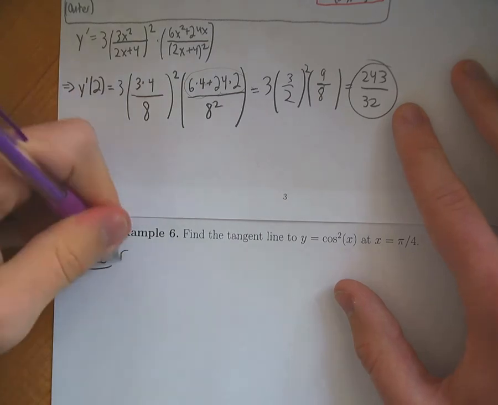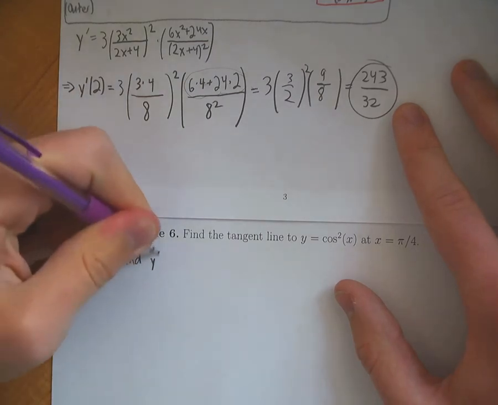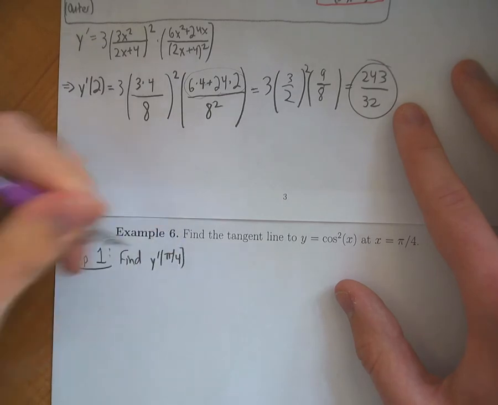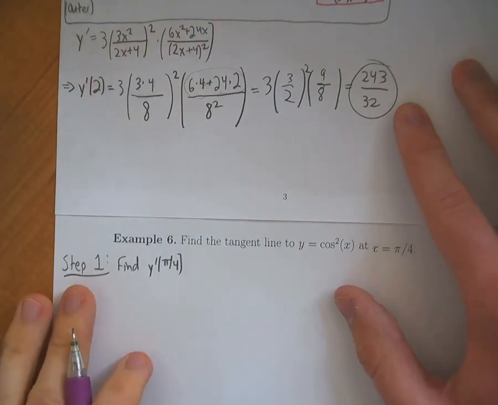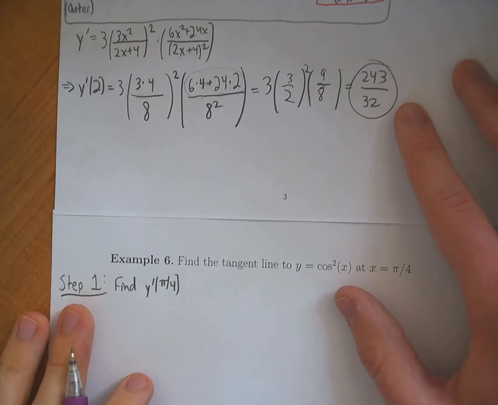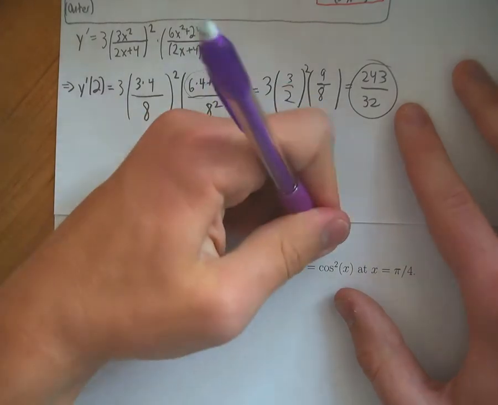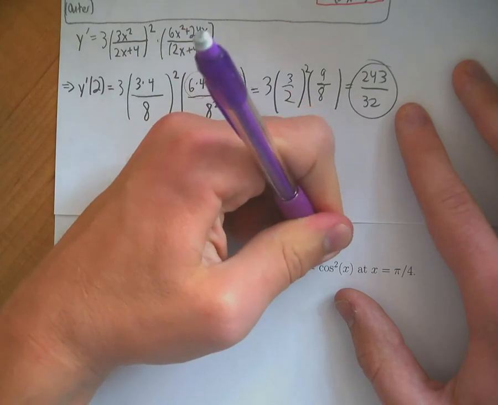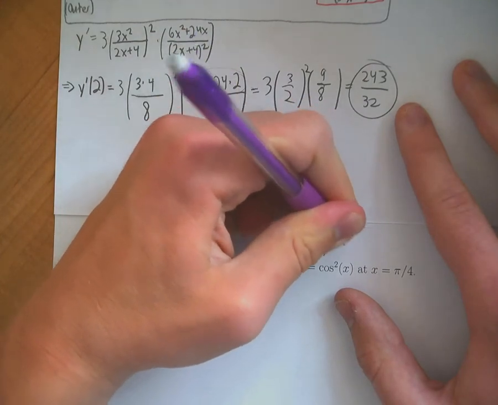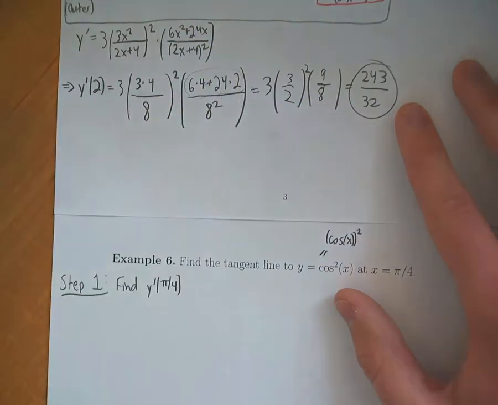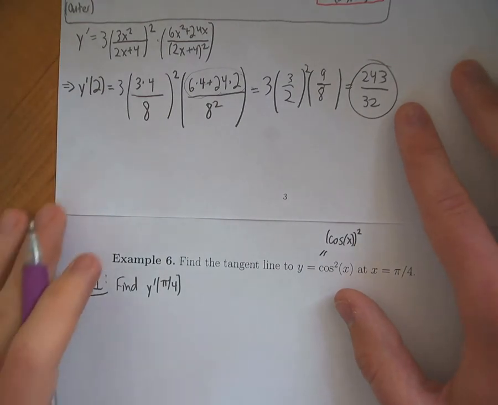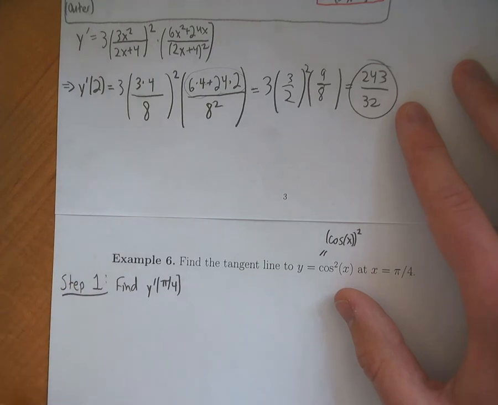Right. So in this case, we have to find y prime of pi over 4. Based on what we've been doing up until this point, why don't you first figure out what the derivative is? And to give you a hint, cosine squared of x is the same thing as cosine of x, quantity squared. Take a minute or two to find the derivative of that.